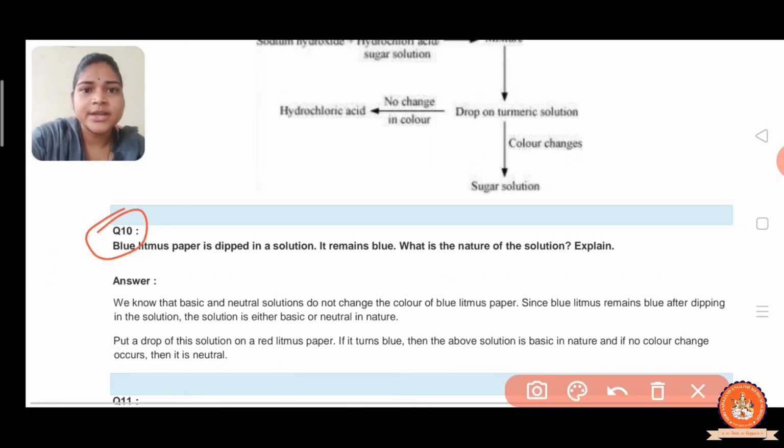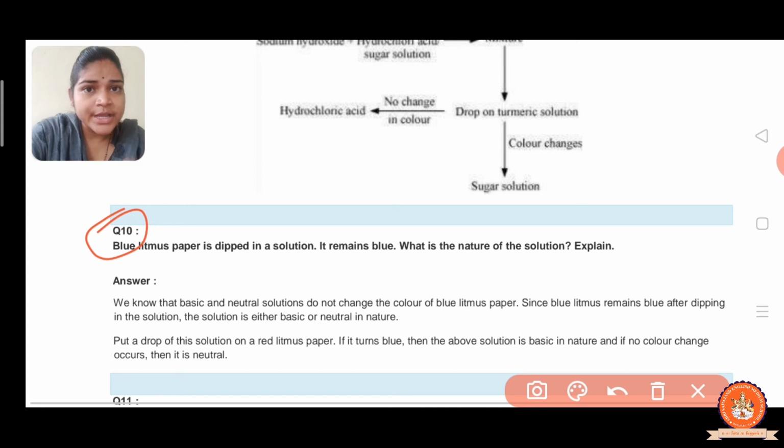Question number 10: blue litmus paper is dipped in the solution. It remains blue. What is the nature of the solution? Explain. There are two possible answers to this question. If blue litmus paper is dipped in a solution and it remains blue, the first is a basic solution and the second is a neutral solution. Both do not change the color of blue litmus paper.